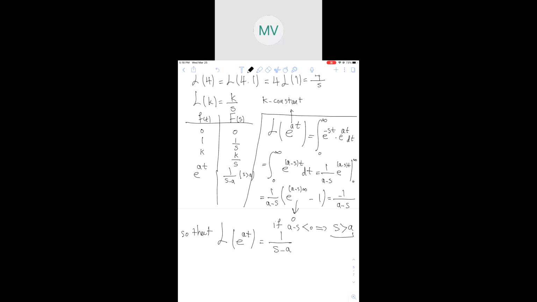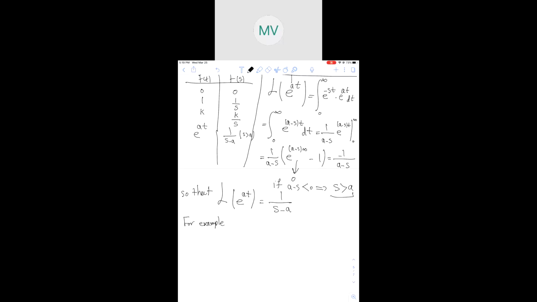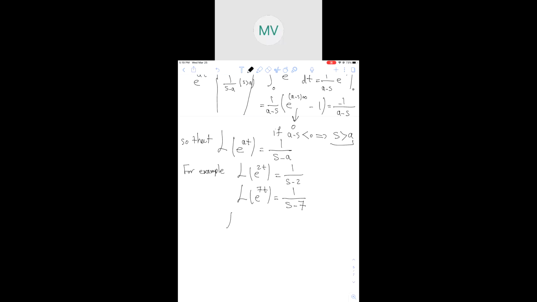For example, Laplace of e to the 2t is 1 over s minus 2. Simple as that. Laplace of e to the 7t is 1 over s minus 7, right? Laplace of e to the negative 3t is 1 over s plus 3, correct?